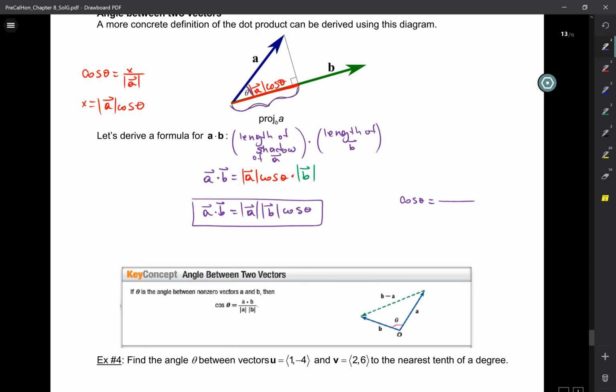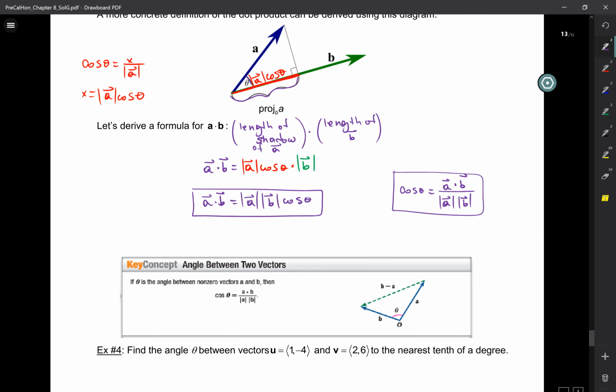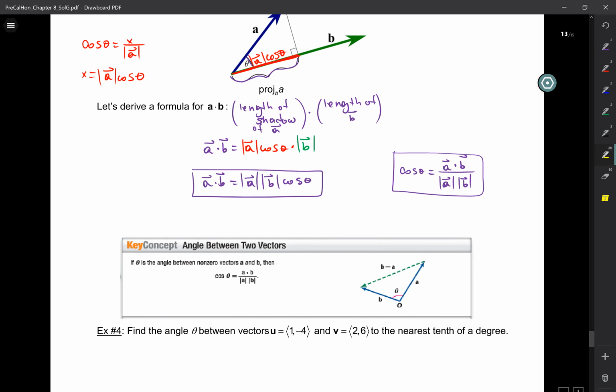Can I solve the one in the box for cosine of theta? You just divide. It would be A dot B over magnitude of A, magnitude of B. So that is this formula here, which we just came up with all on our own. The two things in the boxes are exactly the same thing. I wrote this based on my definition of dot product. It's the same as this.